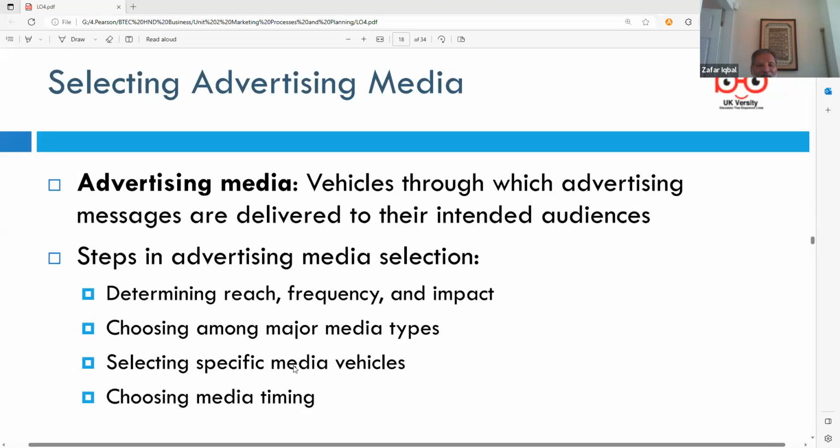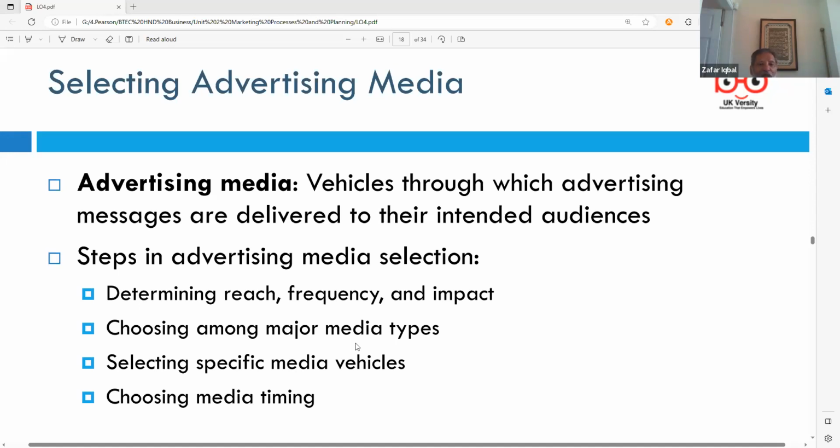Okay, and make sure that the advertising is done in the right manner. Otherwise, when it gets wrong and the wrong message gets across, it's going to create a lot of issues for other people and for the organization. So steps in advertising media selection are very important. We must be able to select the right steps at the right time.